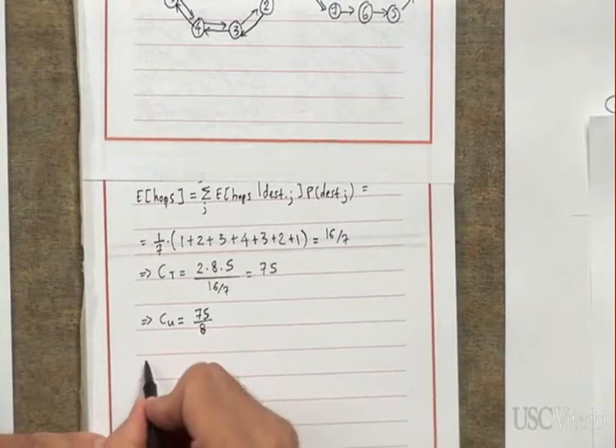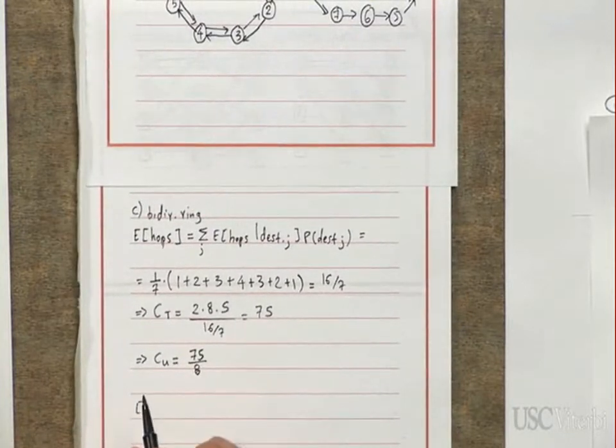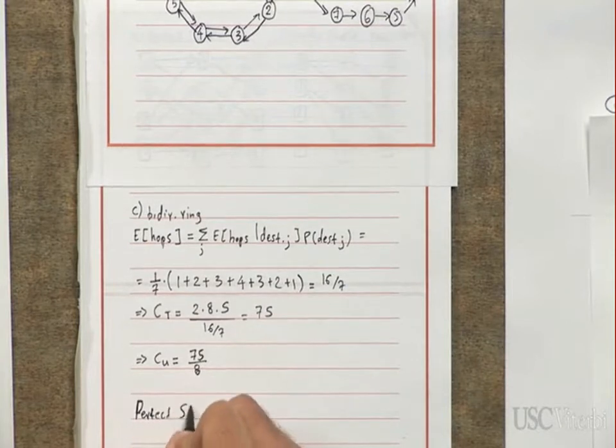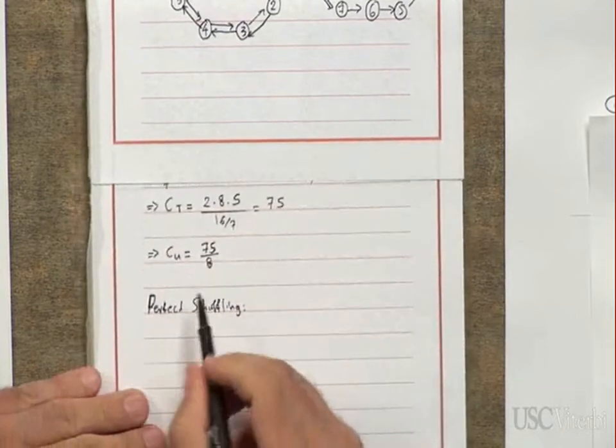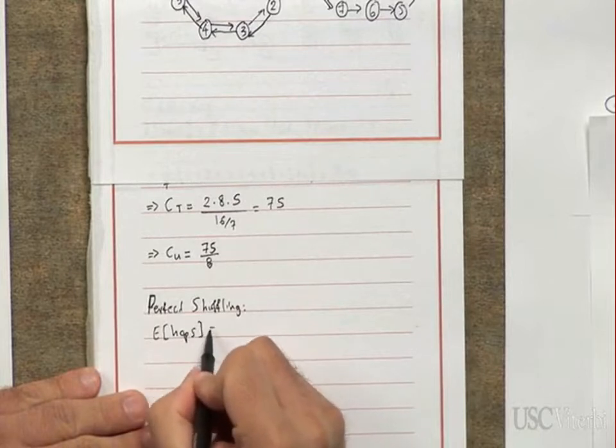Alright. Now, for the other one, the expected number of hops for the perfect shuffle, same logic, is equal to what?